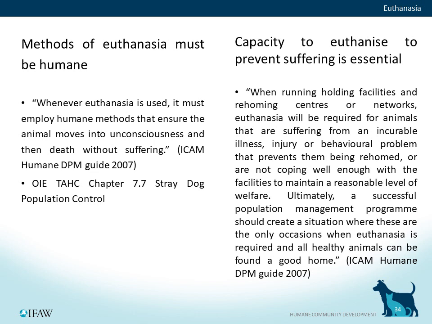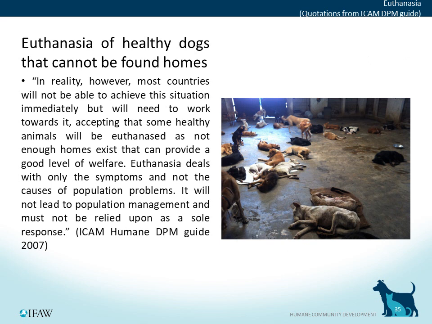Now, this is a direct quote from the ICAM document. When running holding facilities and rehoming centres or networks, euthanasia will be required for animals that are suffering from an incurable illness, injury or behaviour problem that prevents them from being rehomed, or are not coping well enough with the facilities to maintain a reasonable level of welfare. Ultimately, a successful population management programme should create a situation where these are the only occasions when euthanasia is required and all healthy animals can be found a good home. Probably so far so good.